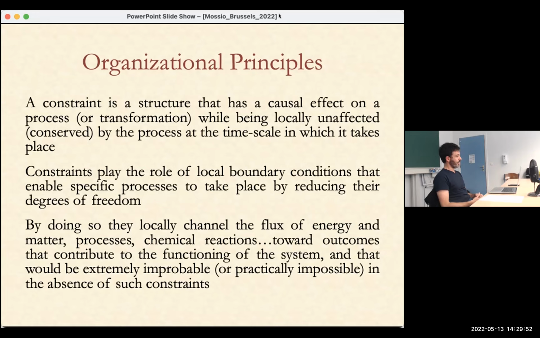In a sense, one can say that constraints play the role of local boundary conditions that enable specific processes to take place by reducing the degrees of freedom. And by doing so, they locally channel the flux of energy or matter, processes, chemical reactions, whatever, toward outcomes that are functional, so that play a role in maintaining the conditions of existence of a system, and that would be extremely improbable or actually impossible in biological timescales in the absence of such constraints. So you have the example of the vascular system that transports a molecule of oxygen from one point to another point by active transport. The same outcome could happen by diffusion, but the chances that it actually happens would be, not impossible in physics, but at the relevant time scale for biology it would not happen. So you need the constraint to make that happen.